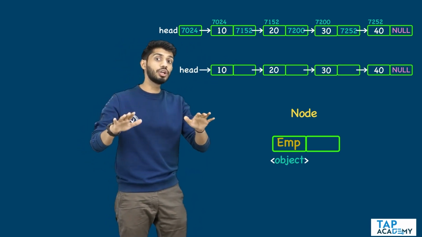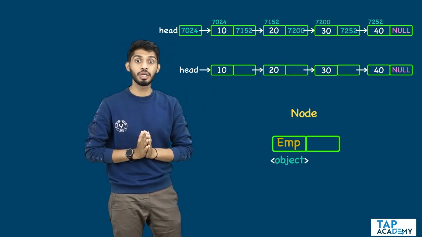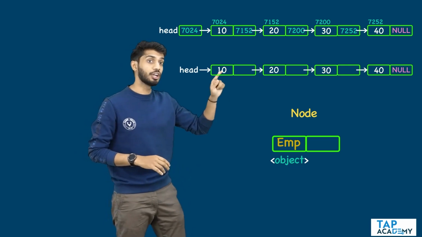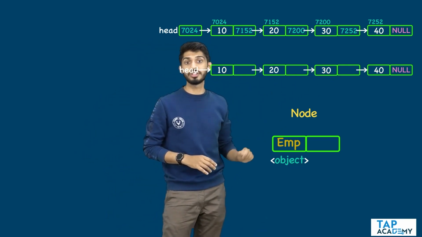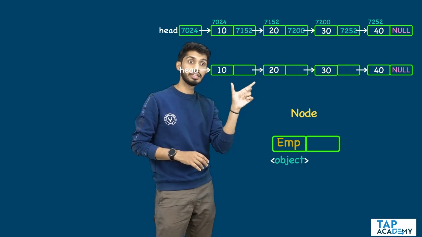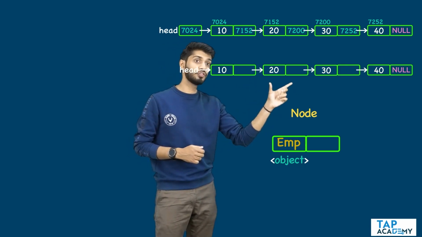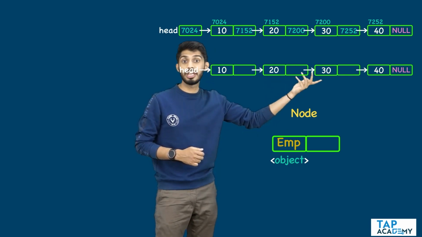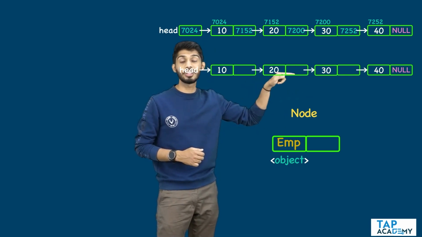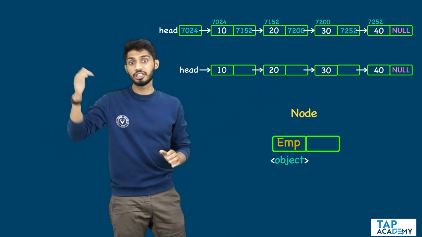Now, how did it solve the disadvantages of arrays? One thing is very clear: I don't need contiguous memory for all of this. I need contiguous memory only to store these two data. The next one can be anywhere in your RAM. You are just linking with the address of the next element. That's how you can solve the first disadvantage.